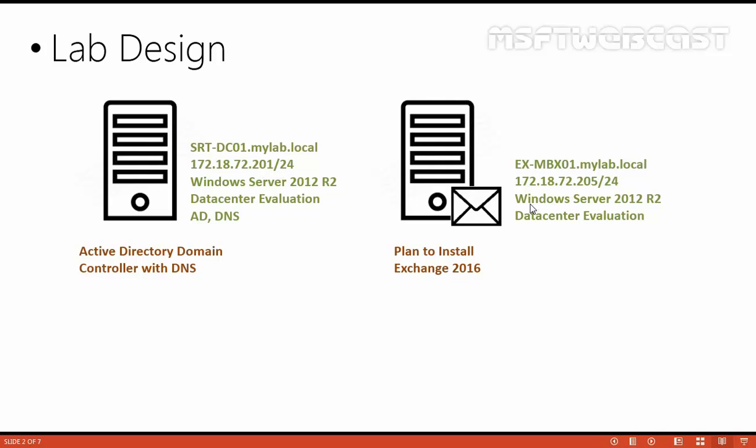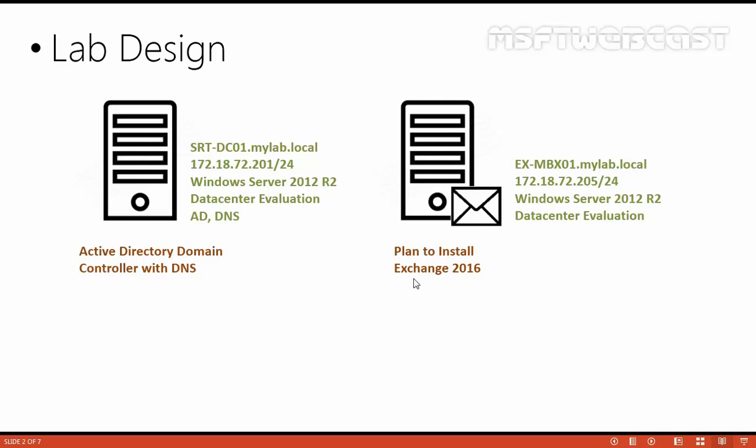We have another VirtualBox VM. On that box, I have already installed Windows Server 2012 R2 Datacenter Evaluation Edition. This VM is also part of our domain, and on this VM we have the IP address 172.18.72.205, and on this machine we are planning to install Exchange Server 2016.